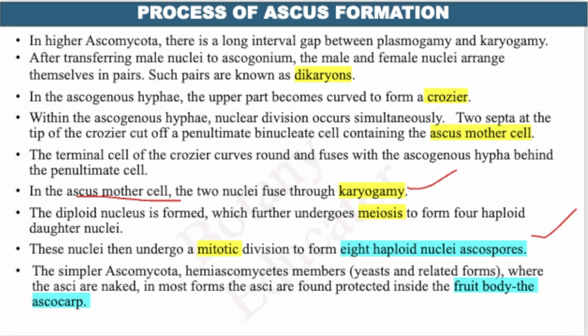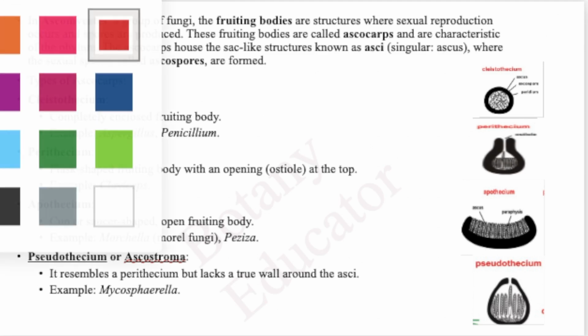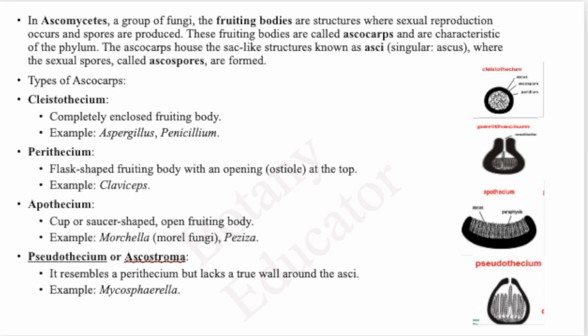In the yeast you will find the asci naked and no fruiting body is formed, right? But in the higher septate forms you will find a fruiting body. What the fruiting body looks like, you can see in this diagram. This is also a very important diagram. You'll find in this ascocarp that the asci are forming. In the lower fungi like yeast, asci are naked, while in the higher septate forms you will find the ascospores are covered in a fruiting body known as ascocarp, right?